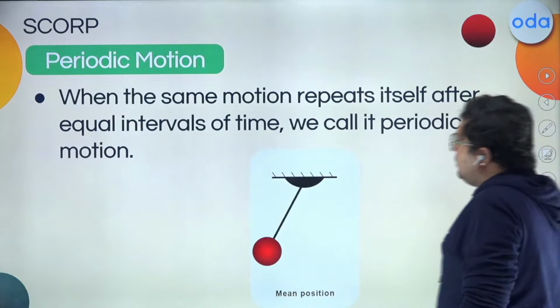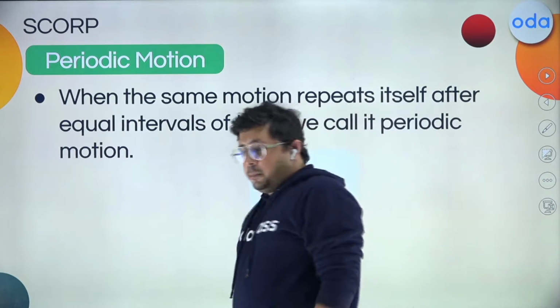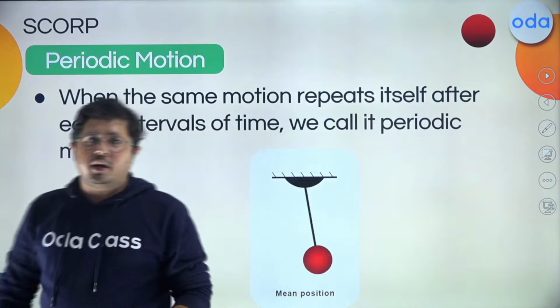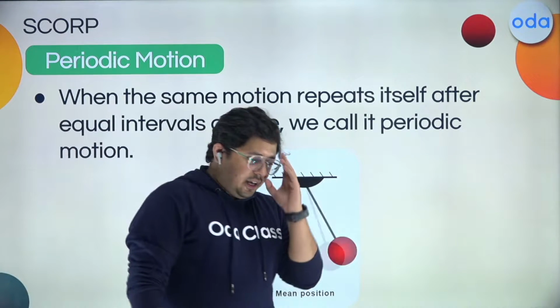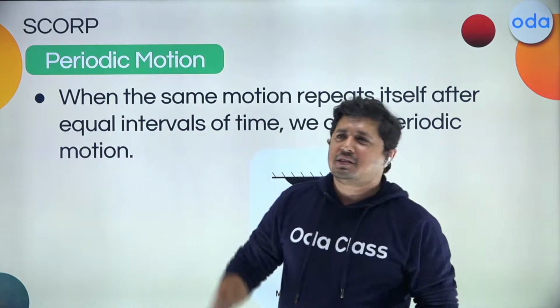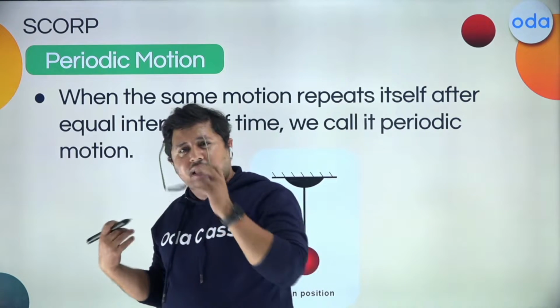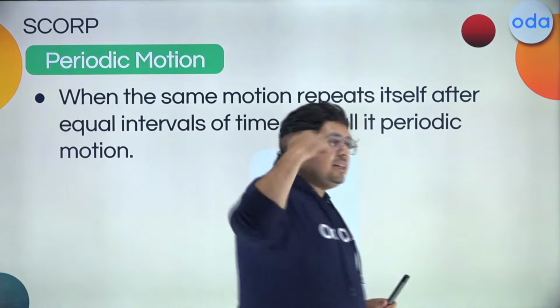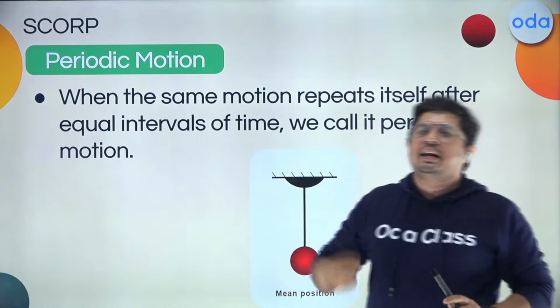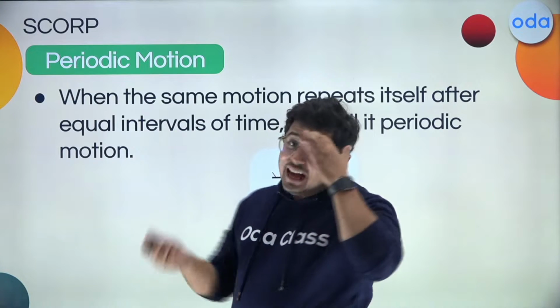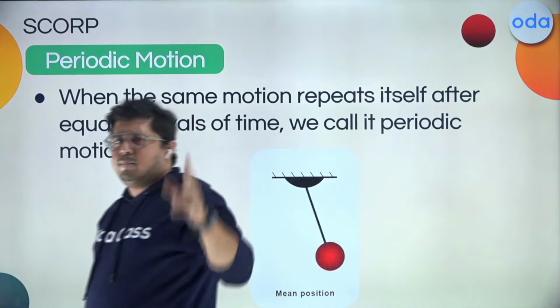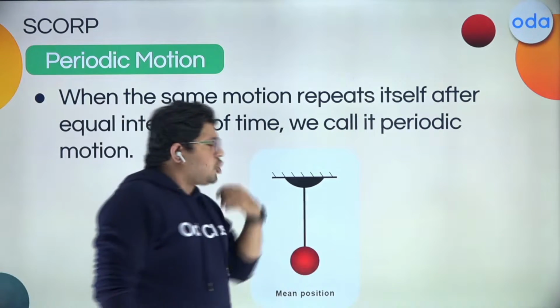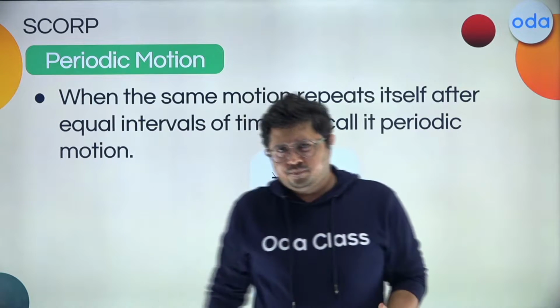Let's see the other type, periodic, probably the most important motion, and it is very important to learn because this motion will never leave you. If you especially want to go for JEE or NEET, this is the motion that you will have to study in class 11th, periodic as well as oscillatory. I will come to them both one by one. So let's talk about the periodic motion.